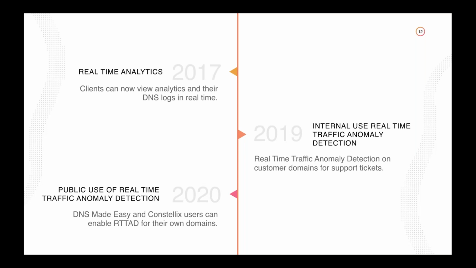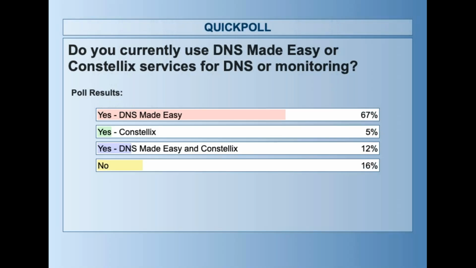All right, let me close the poll, share the results. What do we have here? So we have 67% are on DNS Made Easy, 5% on Constellix, 12% are using both, and there's reasons why you may want to use both, and there's 16% for none at all. So that's great. We have a good combination. Mostly DNS Made Easy, of course, that makes sense.